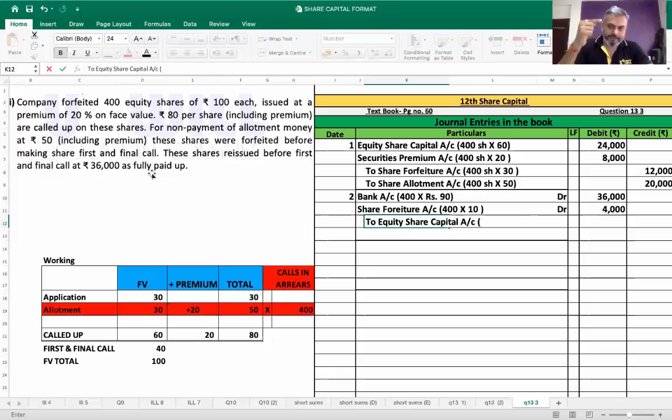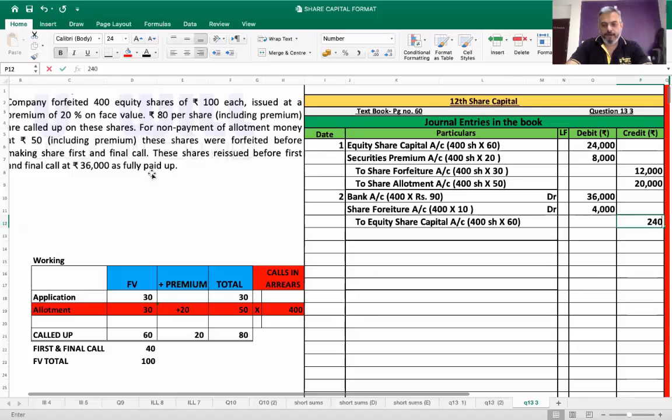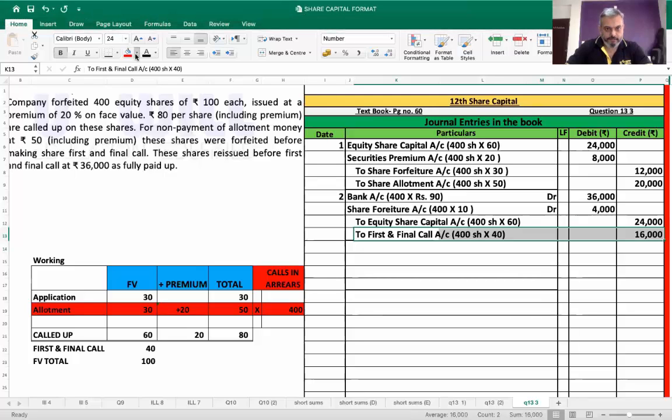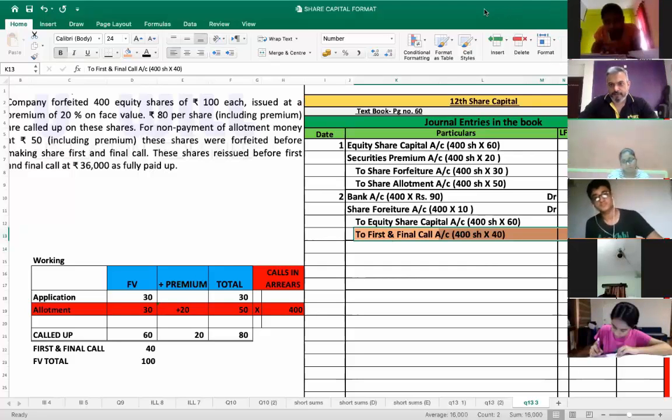Now equity share capital account, whatever amount we debited, we have to credit the same amount. So 400 shares into 60, so 24,000, and to first and final call, 400 shares into 40, 16,000. Now this is calls in advance. This is calls in advance. Is this clear? All of you understood this? That means the capital account, as much as we debited, we will credit the same. Got it? And the difference, since it is fully paid up, that is advance money what we have received.